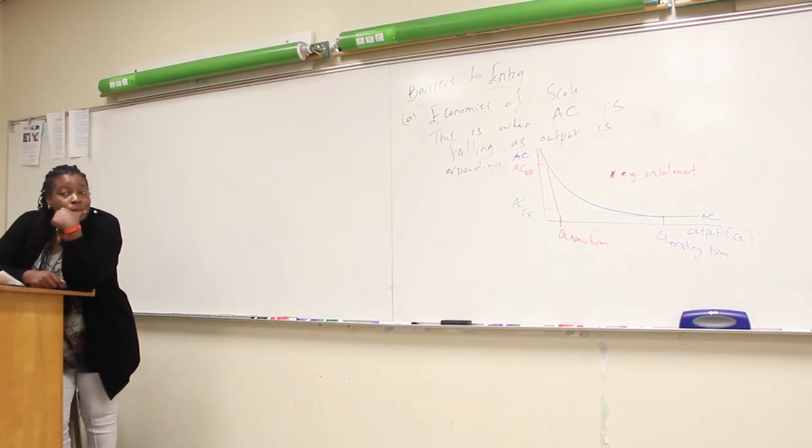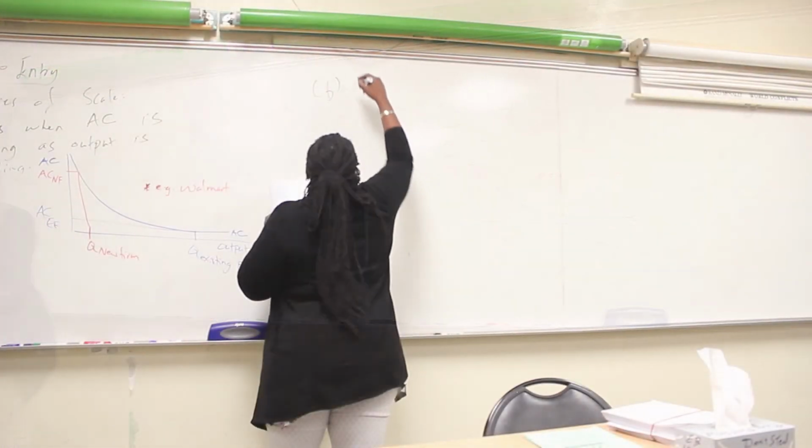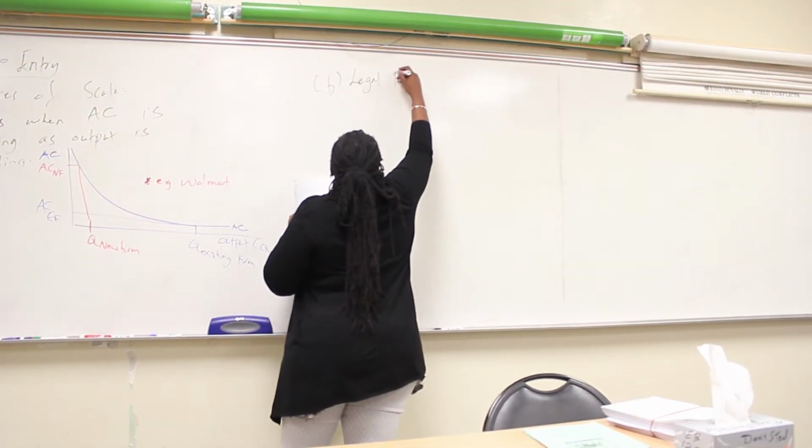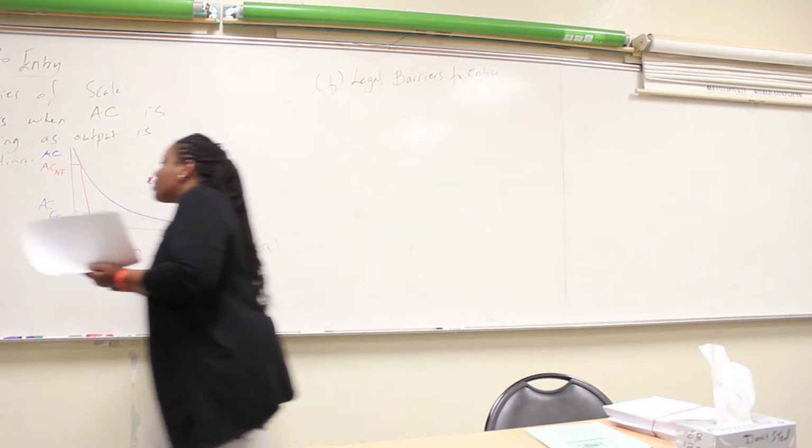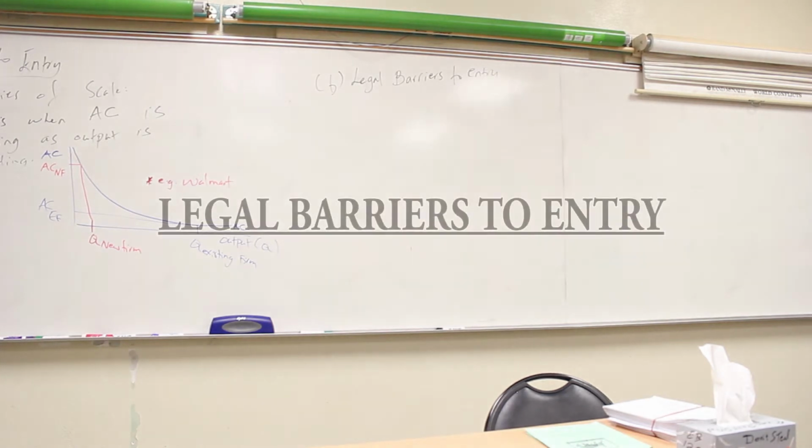They were kind of like pioneering this. It's legal barriers to entry. And I'll explain this. So another way a firm can block entry is from legal barriers to entry.